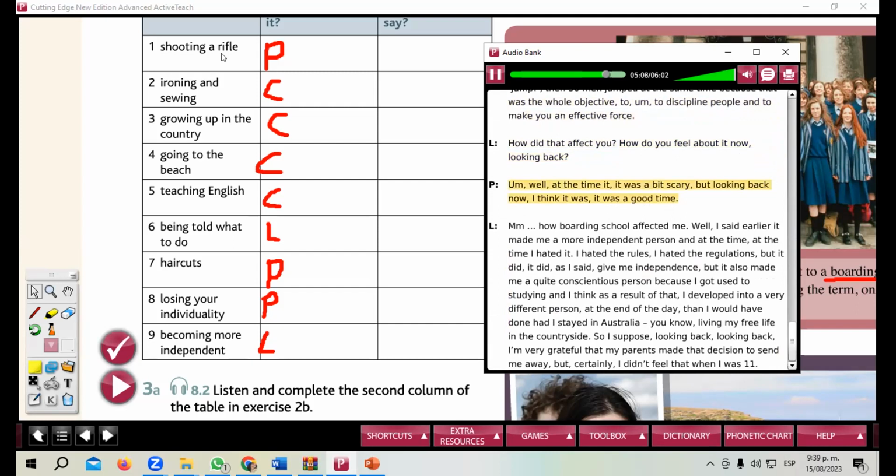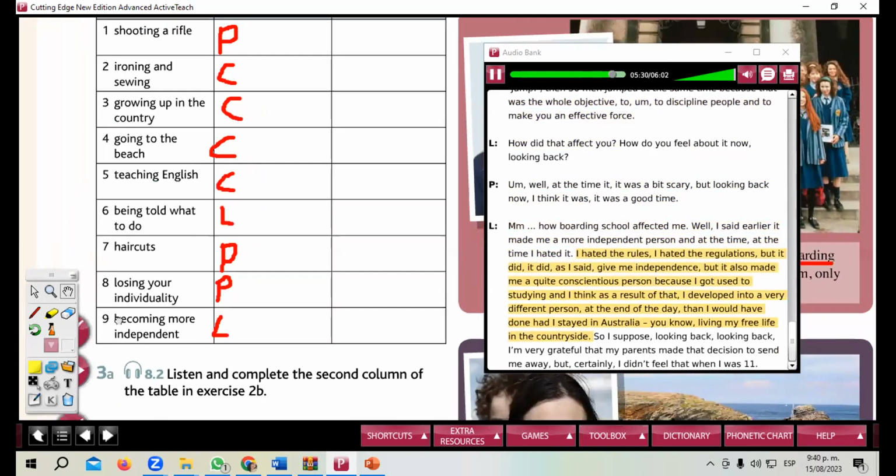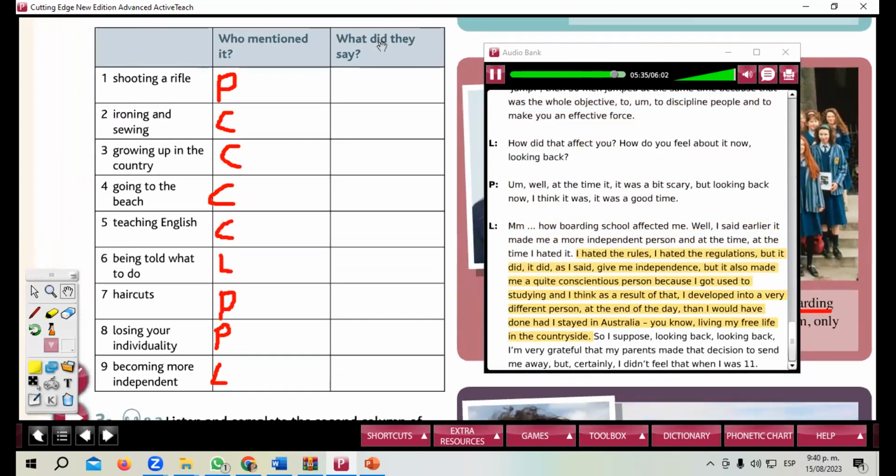Well, at the time it was a bit scary. But looking back now, I think it was a good time. How boarding school affected me? Well, I said earlier it made me a really independent person. And at the time, I hated it. I hated the rules, I hated the regulations, but it did, as I said, give me independence. But it also made me quite a conscientious person, because I got used to studying. And I think as a result of that, I developed into a very different person at the end of the day than I would have done had I stayed in Australia living my free life in the countryside. So I suppose looking back, I'm very grateful that my parents made that decision to send me away, but certainly I didn't feel that when I was 11.